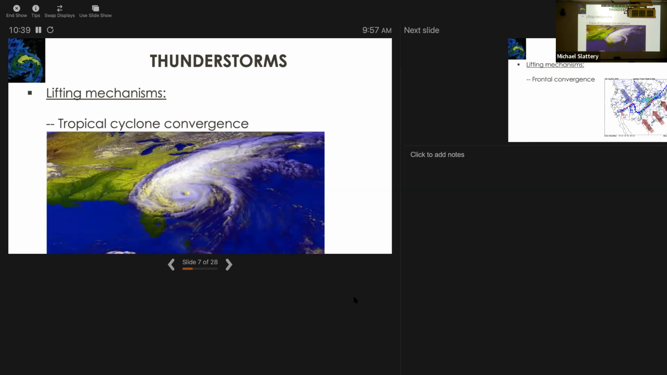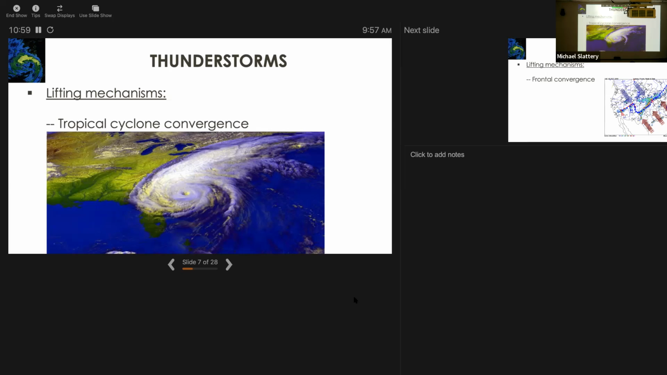There's another lifting mechanism, tropical cyclone convergence. So we're going to talk about this as a whole separate thing. This is part of tropical weather. We'll get to this next week. Hurricanes. Okay, what are hurricanes? Hurricanes are just simply really well organized thunderstorms. That's all they are, right?